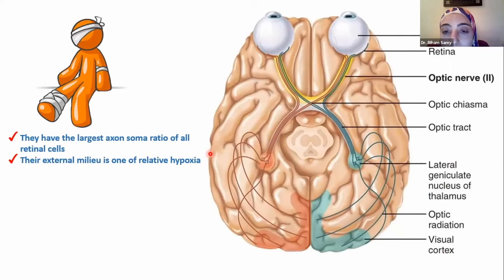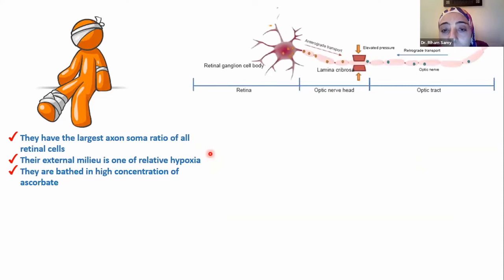The oxygen tension surrounding the retinal ganglion cell is from 20 to 30 millimeters of mercury, and this is a highly metabolically active cell, so it is surviving in a hostile extracellular milieu. It is also bathed in a high concentration of ascorbate, which can react with some free radicals or some elements to form notorious compounds that can further insult them. So damage can occur at any level of the retinal ganglion cell, starting from the cell body or the soma and along the axon all through.